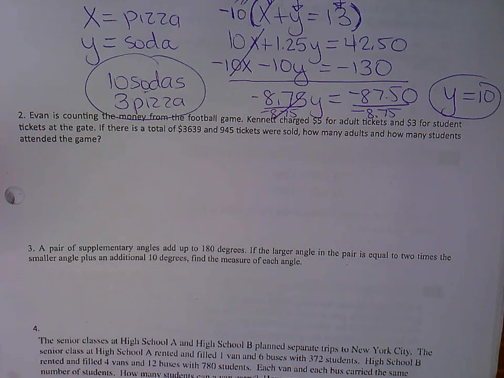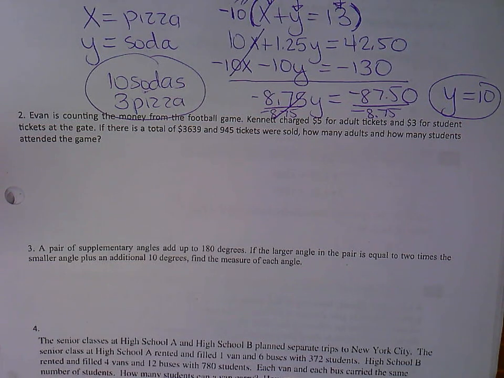You think less than that? To a football game on a Friday night? 200 students? I think so. Between high school and middle school students, 200 students, but that would be 700 adults. I don't really know. Anyway, I just made this up. 945 tickets were sold. So how many adults and how many students attended the game?